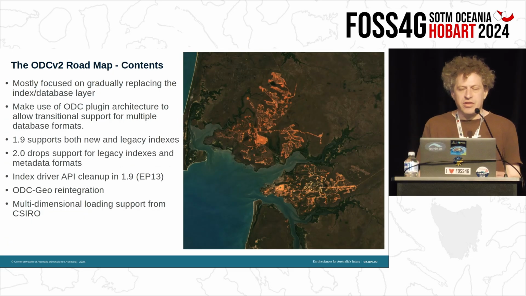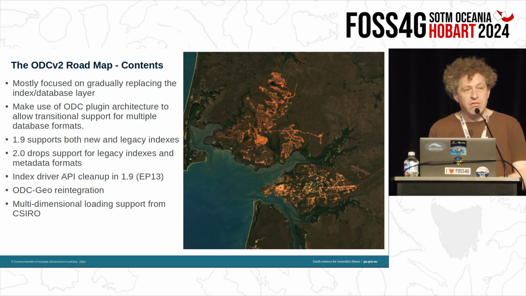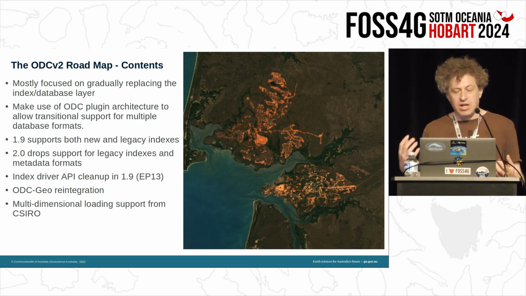The roadmap was mostly focused on a managed gradual replacement of the index database layer. It proposed using the powerful but underused ODC plugin architecture to allow a staged cutover. So the idea being that 1.8 versions would support the legacy backend only, 1.9 versions would support both the new and the old database backends, with an eventual 2.0 release dropping support for the legacy databases. We also targeted ODC Geo reintegration and CSIRO's multidimensional hyperspectral loading code for 1.9. Where possible, we manage other backwards incompatibilities in the same manner. We add the new approach and deprecate the old in 1.9 and then remove the old in 2.0.